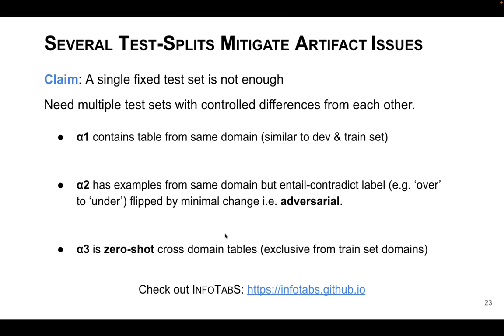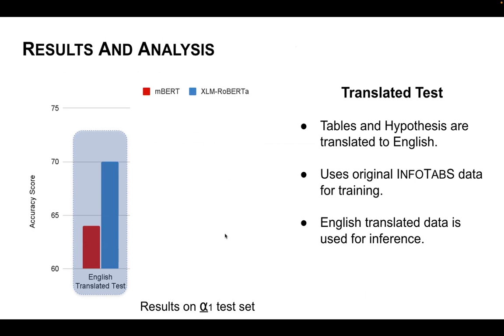Similar to InfoTabS, we also have 3 splits, and we found that this is important for mitigating artifacts. The first split is alpha 1, which is very similar to the train set. It contains tables from the same domain. The second is the adversarial split alpha 2, which has tables from the same domain, but the hypothesis is perturbed by 1 or 2 tokens, like before to after, over to under, so that the label is flipped. So entail becomes contradict, contradict becomes entail, and vice versa. This is alpha 2, and then alpha 3 is the zero shot setting, where we have tables from a very different, cross domain, and you can see the key overlap between the train and the test set is very minimal. So these have keys which are very different in this setting.